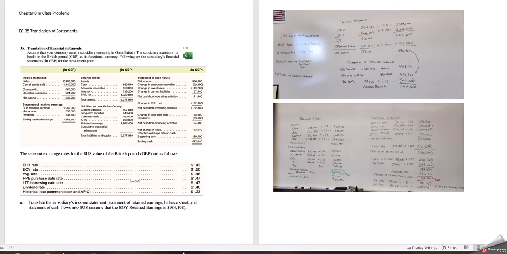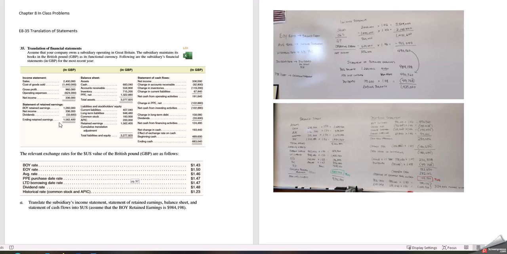Okay, I'm going to go over a few of the in-class problems for Chapter 8. So number 35, we have the translation of the financial statements. They give us below the financial statements of the subsidiary company that are in the British pound.